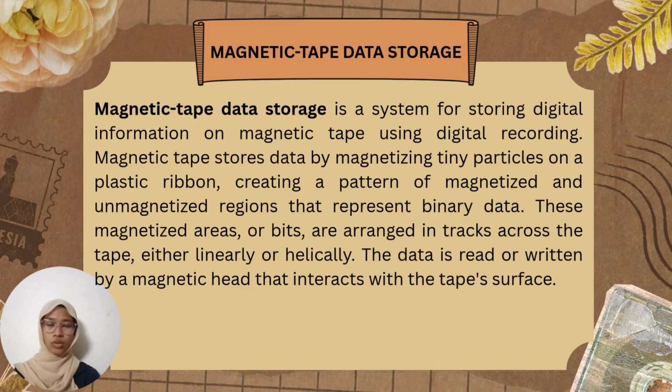Magnetic tape data storage is a system for storing digital information on magnetic tape using digital recording. Magnetic tape stores data by magnetizing tiny particles on a plastic ribbon, creating a pattern of magnetized and unmagnetized regions that represent binary data. These magnetized areas are arranged across the tape, either linearly or helically. The data is read or written by a magnetic head that interacts with the tape surface.